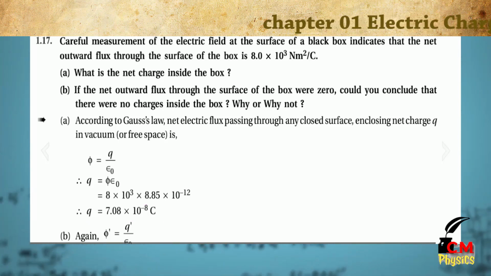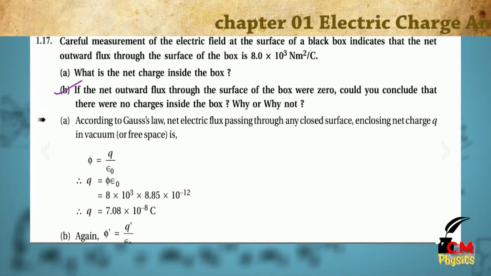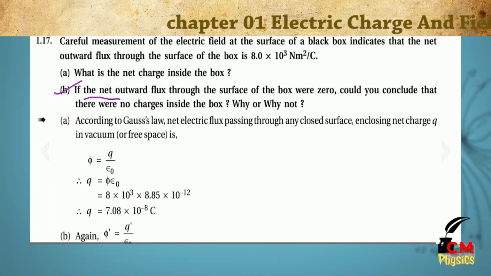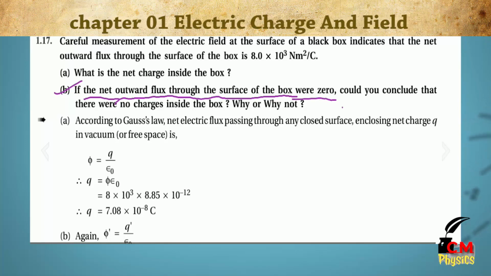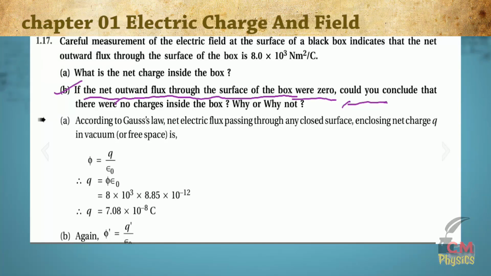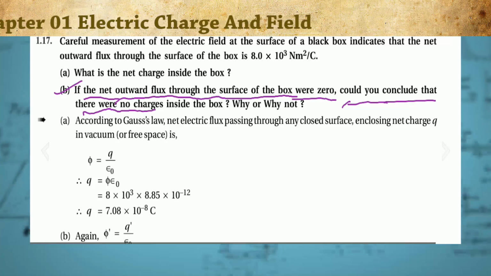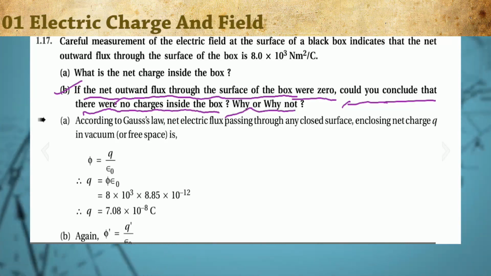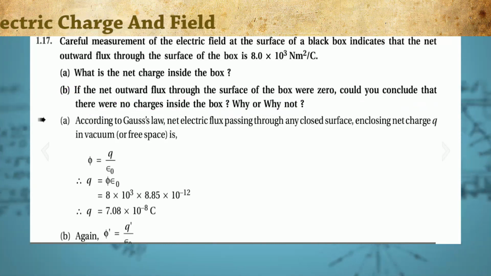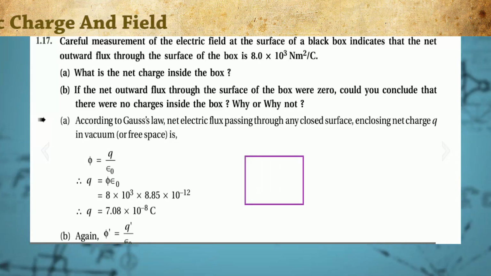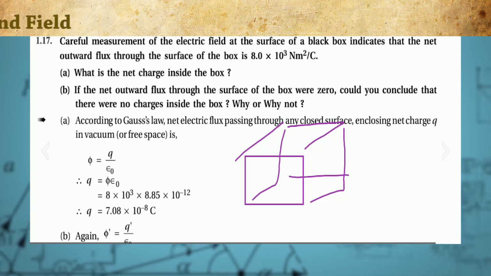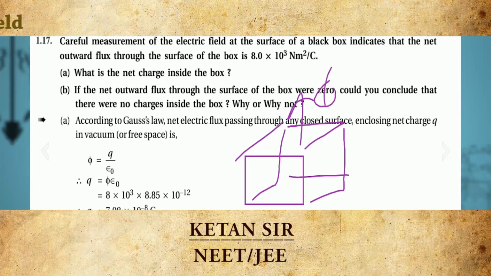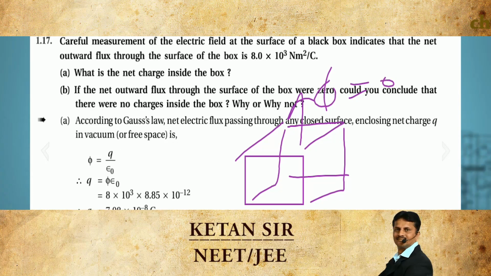Second part of the question: if the net outward flux through the surface of the box were 0, could you conclude that there were no charge inside the box? Why or why not? It means if you draw any kind of box as a Gaussian surface, and the flux is equal to 0, then you say there is no charge here.